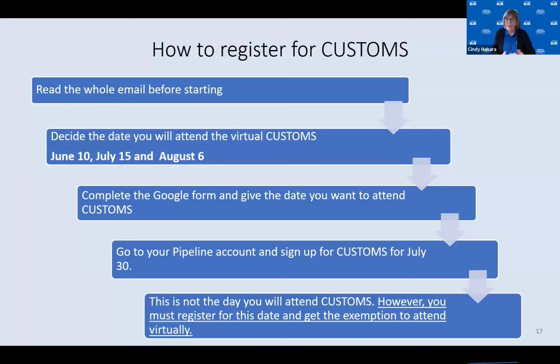So again, you need to have your student account set up before you can do this. Apply and register for July 30th. Remember, this is not the date. You must register for this date to get exempted to attend virtually. If you don't apply for this date, if you choose another date, then they think you're coming to campus. Okay, so it's important you choose July 30th, and then do the Google form. That's the trigger for the customs office to know that you are an international student. You are going to do customs virtually. We need to set up one of these 3 dates for you.